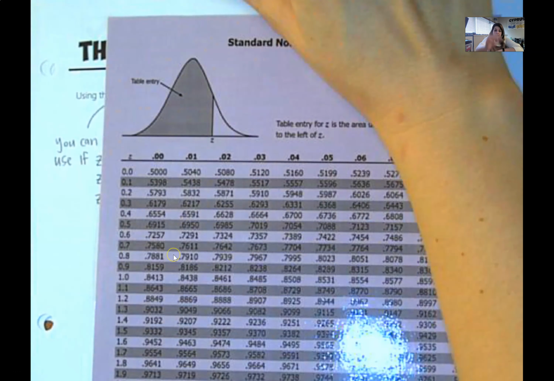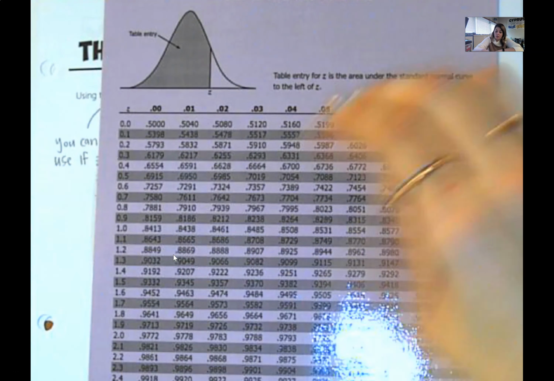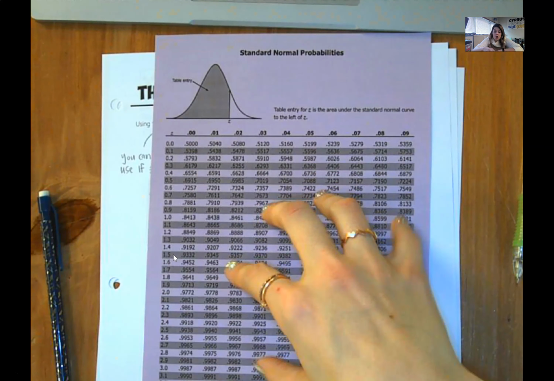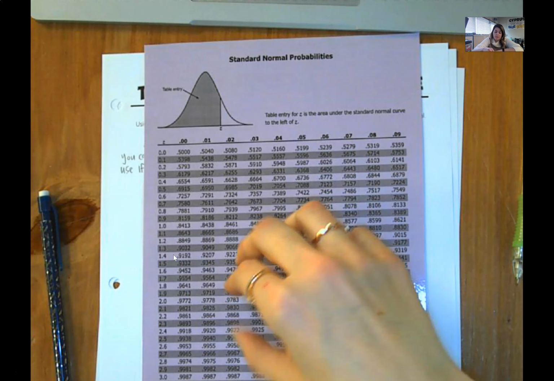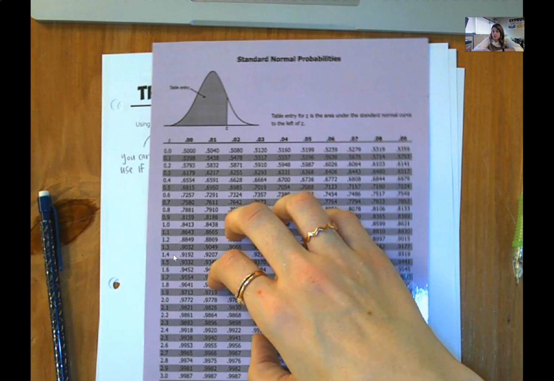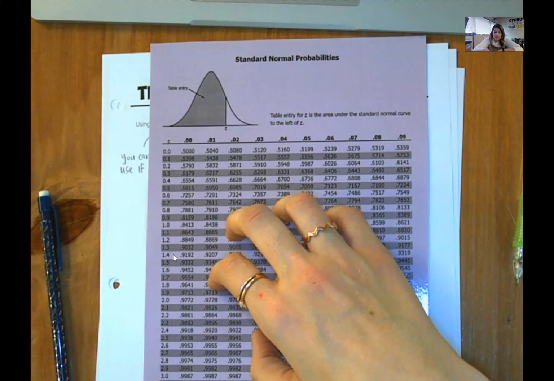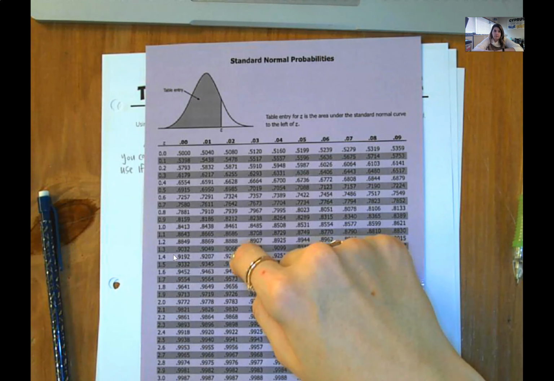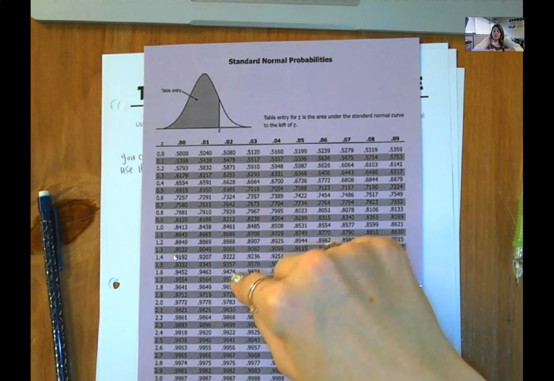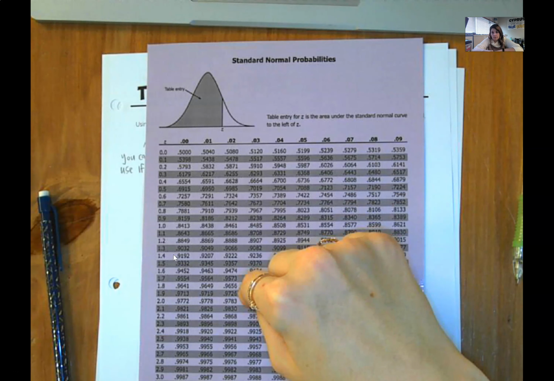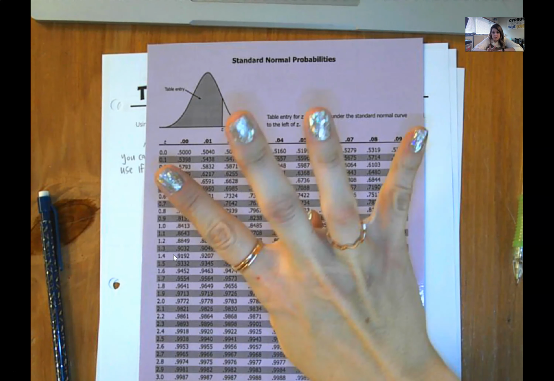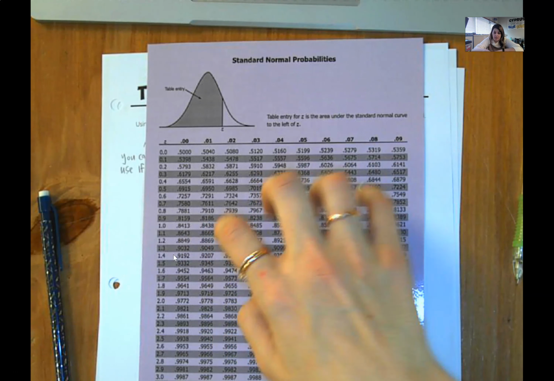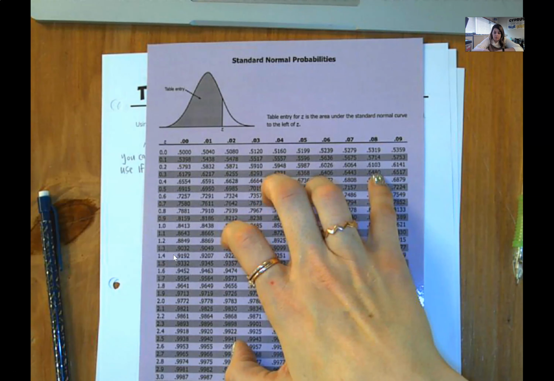So all of these numbers inside of the table are areas, proportions, percents, probabilities. Those all mean the same thing in stats. The area to the left of the curve, the proportion to the left of the curve, the percent to the left of the curve, or the probability left of the curve. So all 4 of those words mean the same thing. Those proportions, percents, probabilities, areas are inside the table.